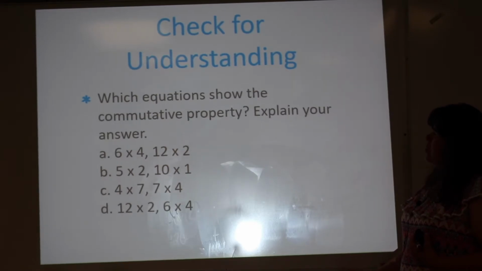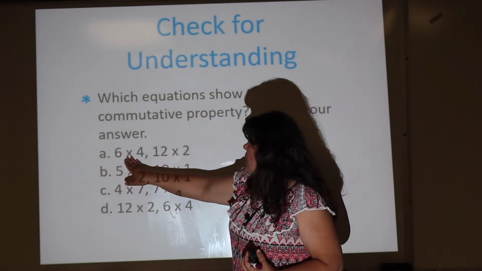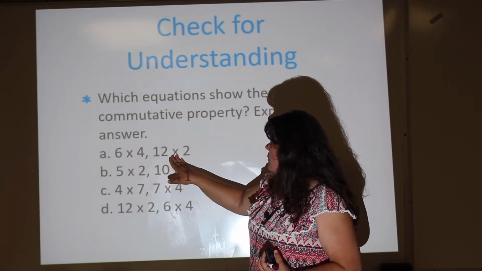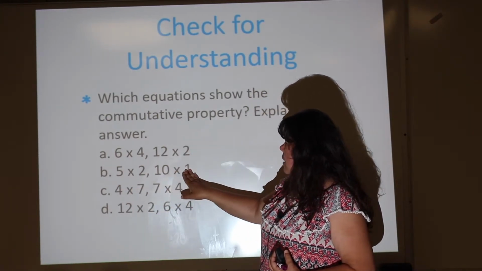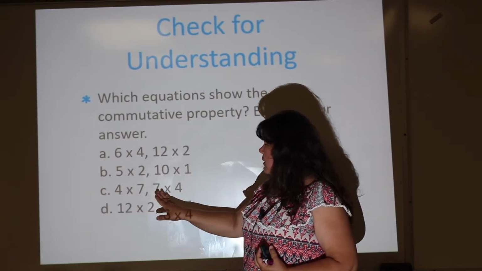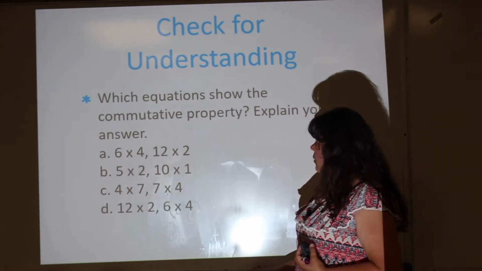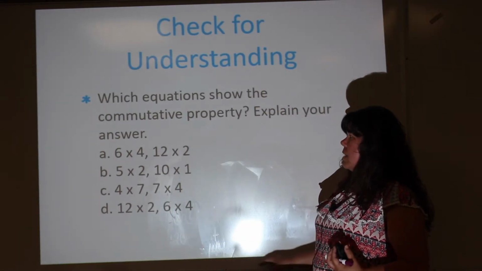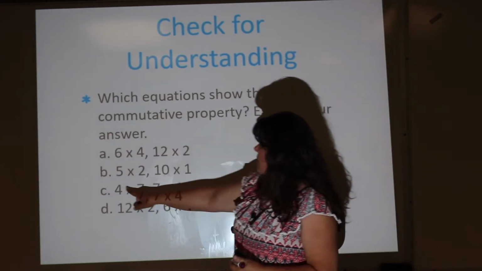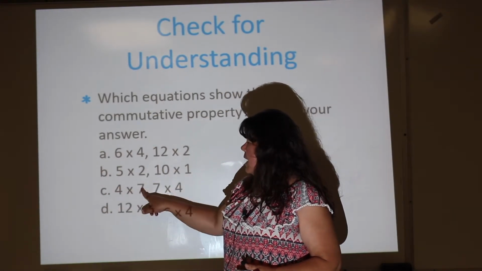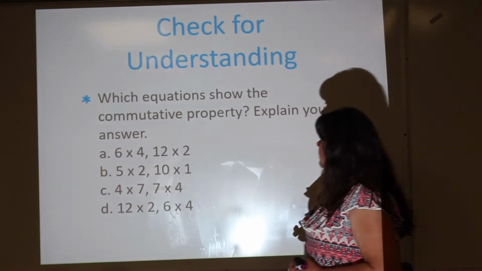Okay, so which equations show the commutative property? Is it 6 times 4, 12 times 2, 5 times 2, and 10 times 1, 4 times 7, and then 7 times 4, 12 times 2, and then 6 times 4. Which one of those did we do that switch with? So it's this one right here. These are the same factors as over here on this side. All we did was switch.